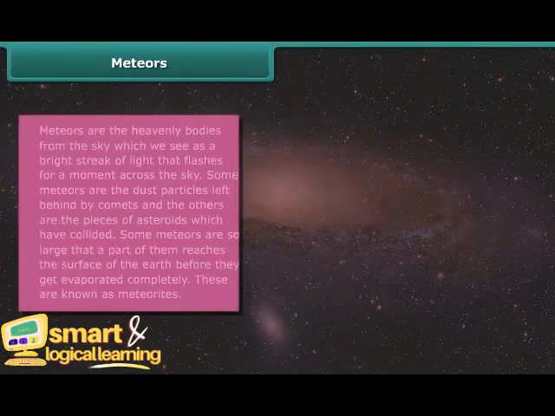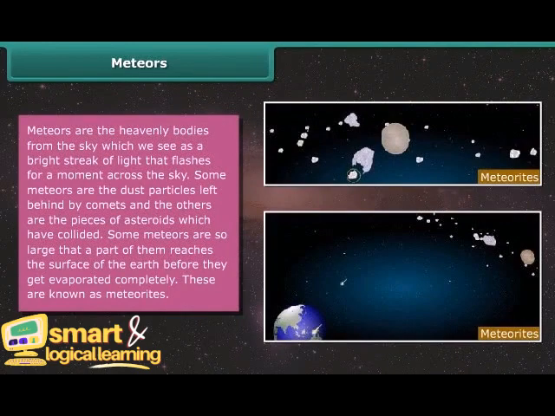Meteors. Meteors are the heavenly bodies from the sky which we see as a bright streak of light that flashes for a moment across the sky. Some meteors are the dust particles left behind by comets, and the others are the pieces of asteroids which have collided. Some meteors are so large that a part of them reaches the surface of the Earth before they get evaporated completely. These are known as meteoroids.